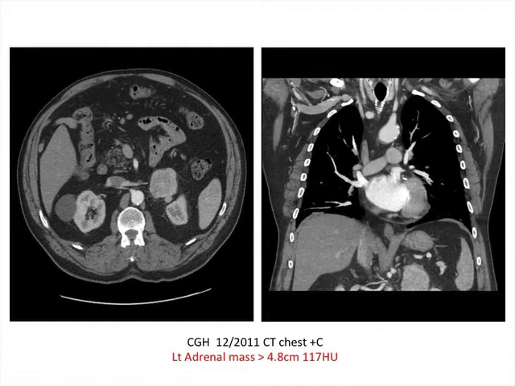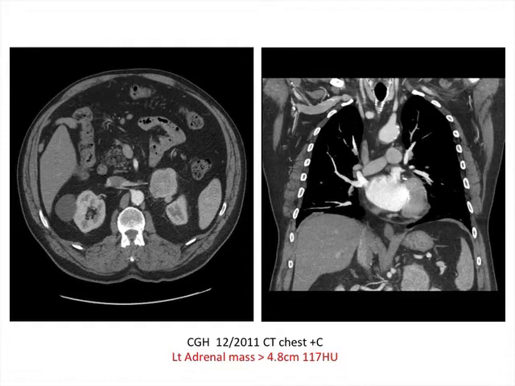There's an intact fat plane between the adrenal mass and the kidney, and the mass is arising from the inferior limb of the left adrenal. And notably, the attenuation value is very high on this contrast enhanced scan. It's about 100, almost 120 Hounsfield units, which has implications in terms of the differential diagnosis. So at this point, the differential is still quite broad.